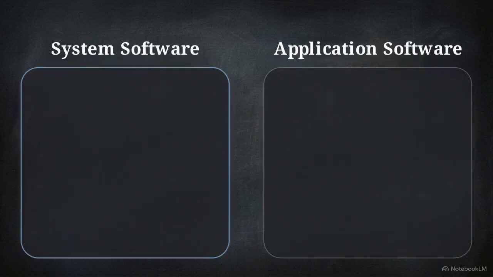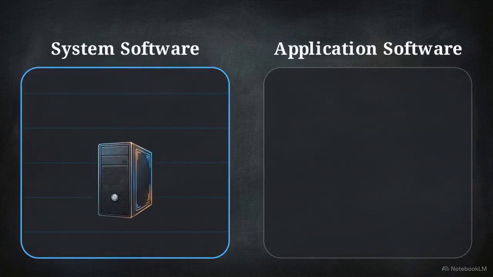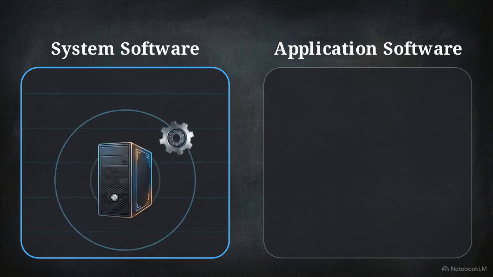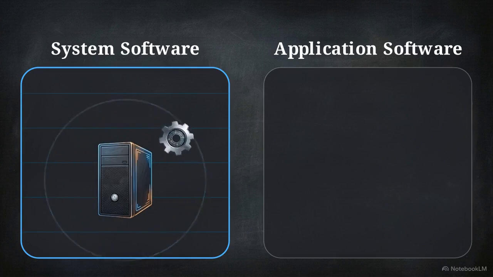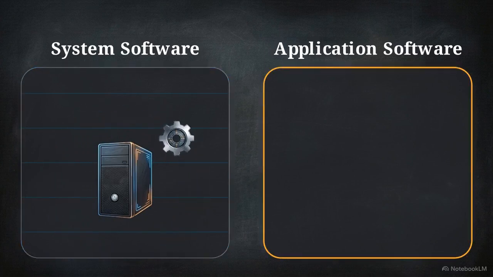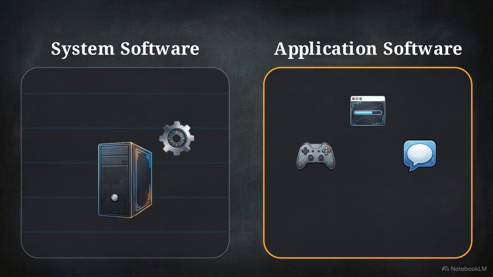Software falls into two major categories. First, system software operates entirely in the background. It keeps the machine alive, manages power, and readies the hardware. Second is application software. These are the programs you interact with daily, like your web browser or video game.